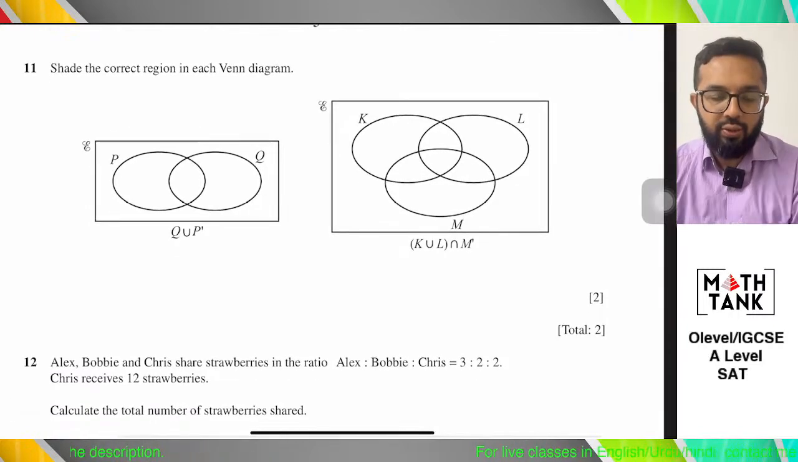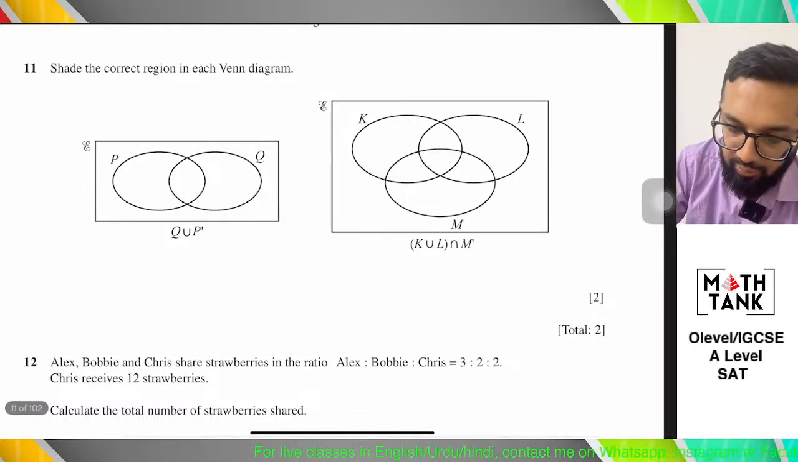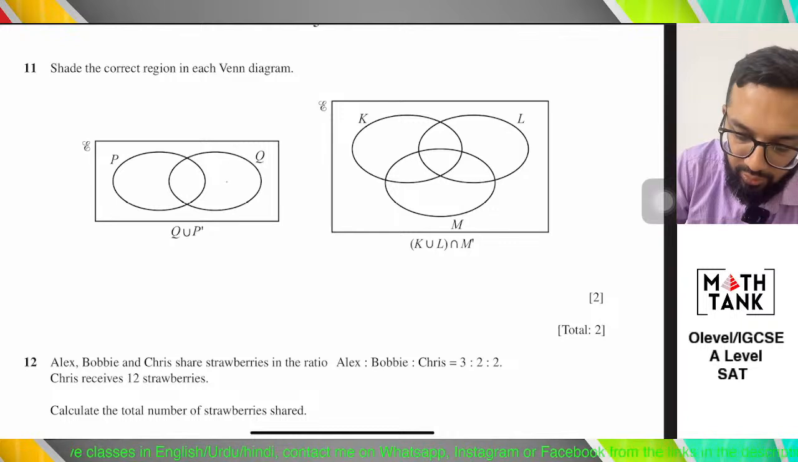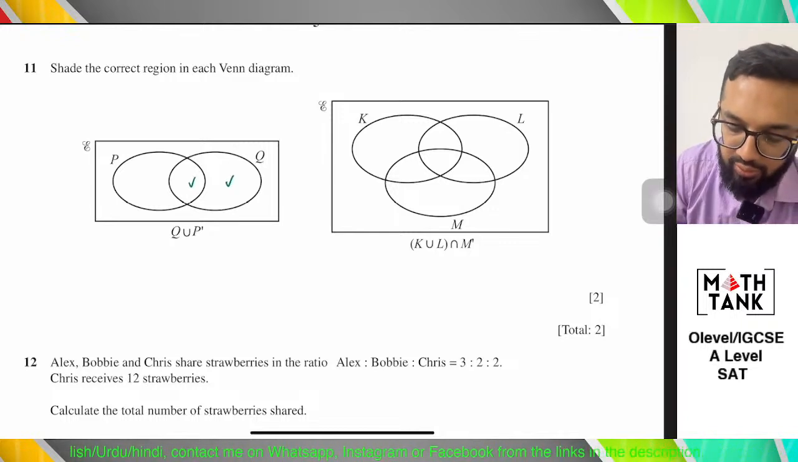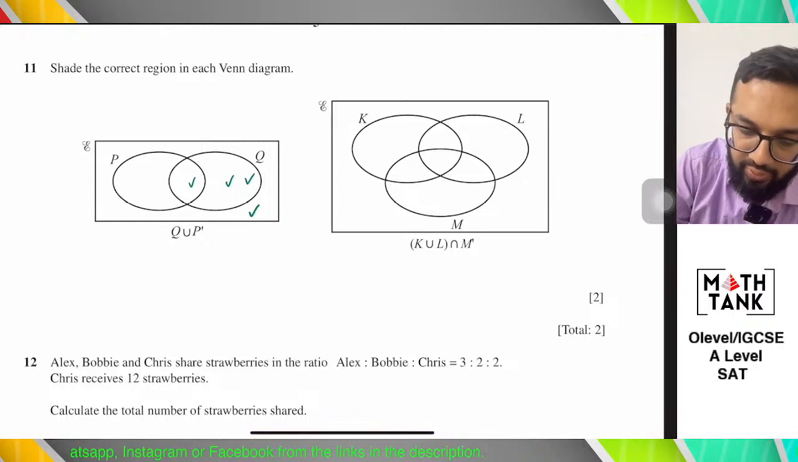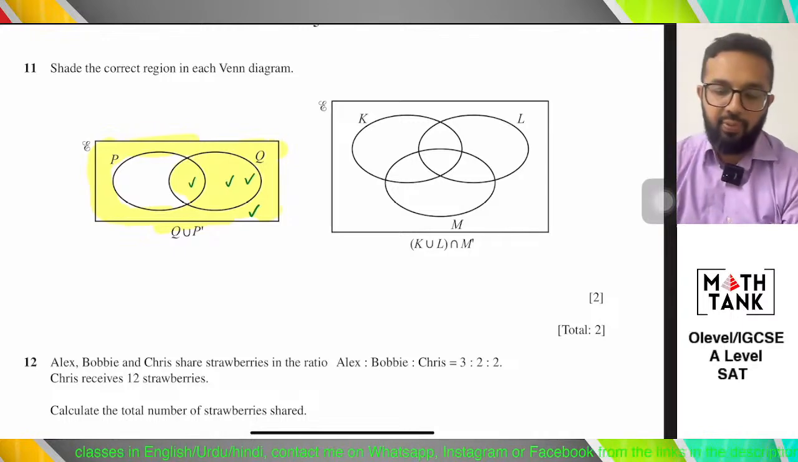Okay, shade the correct region in each diagram. Q union P prime. So I want to union Q. Q is here and here, and I want to union it with P prime. P prime is here and here. So this and that, and the entire thing outside. Okay, it's just that P shouldn't be shaded.